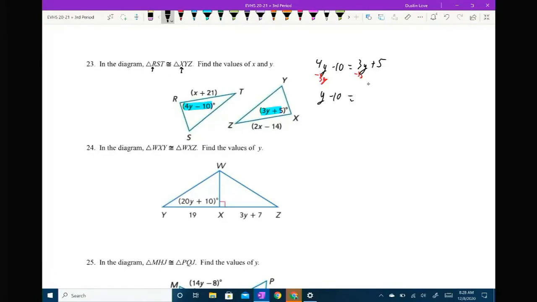Y minus 10 is equal to 5. Now we're going to add 5 on both sides. And that gives me that y is equal to, I'm sorry, add 10 on both sides, and that gives me y is equal to 15.